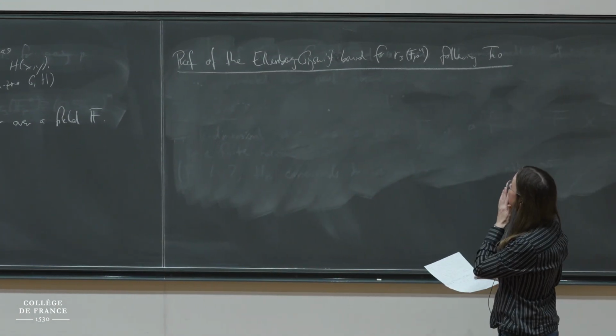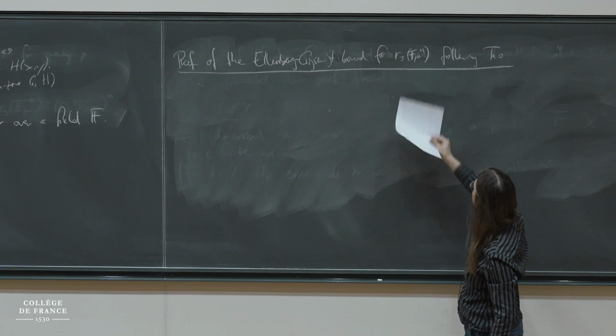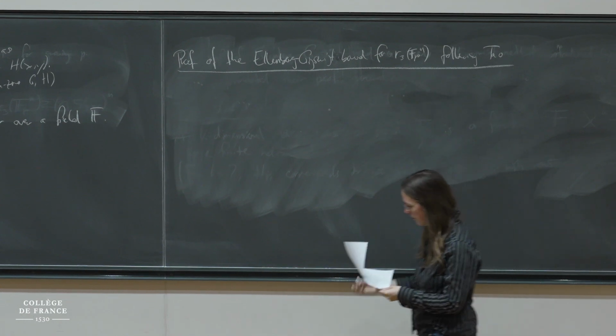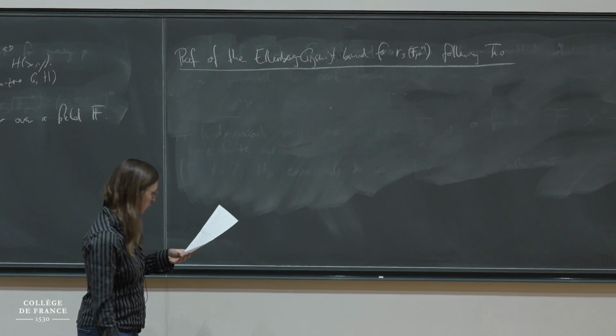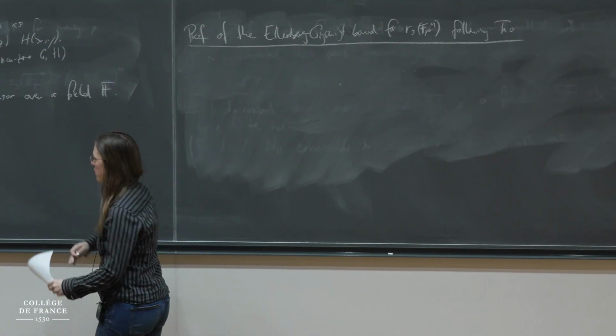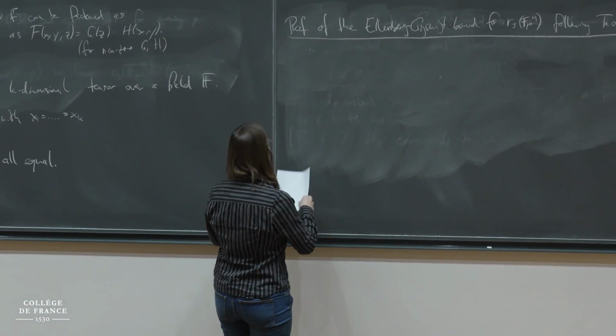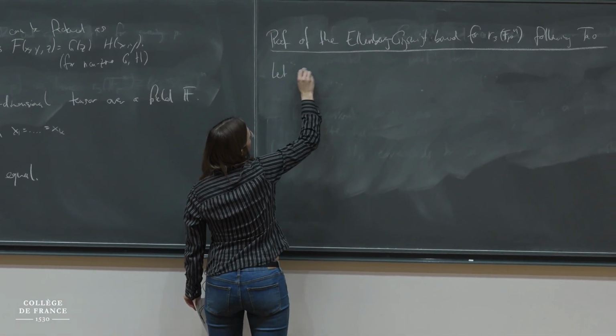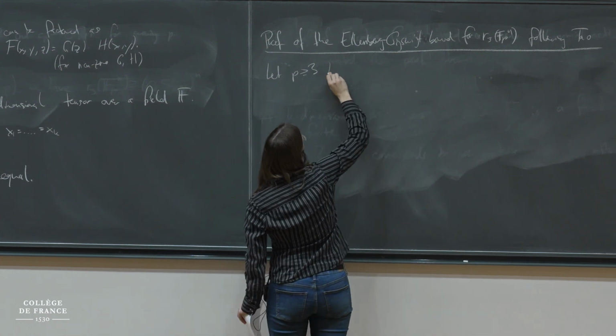Okay, so we want to prove this upper bound for R3 of F_p^n following Tao's polynomial method argument. Since the theorem is already erased, let's remind ourselves of the setup. So p at least 3 is a fixed prime.